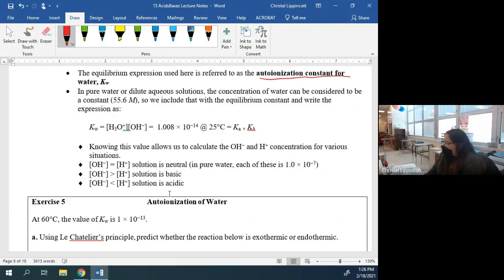All right. So if your OH equals your H, you're in neutral territory. If your OH is greater than H, you're basic. And if your OH is less than H, you're acidic.